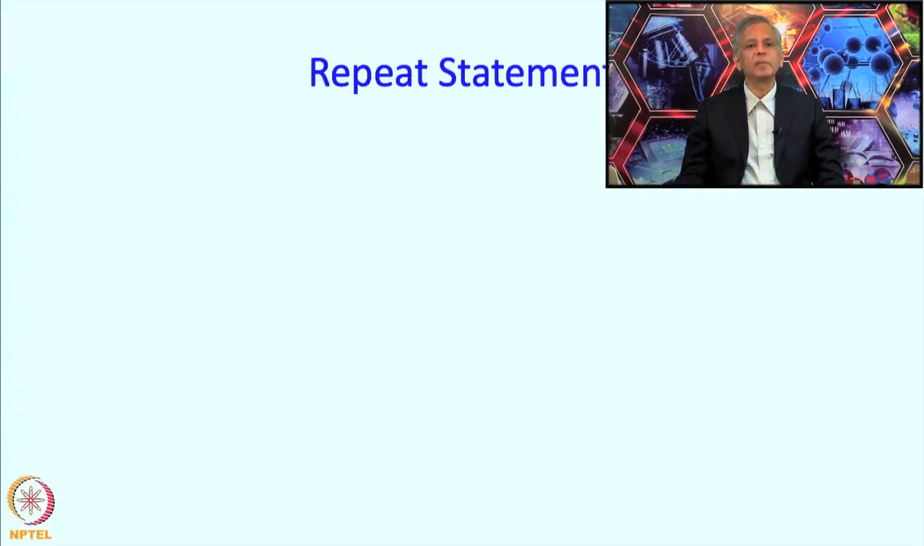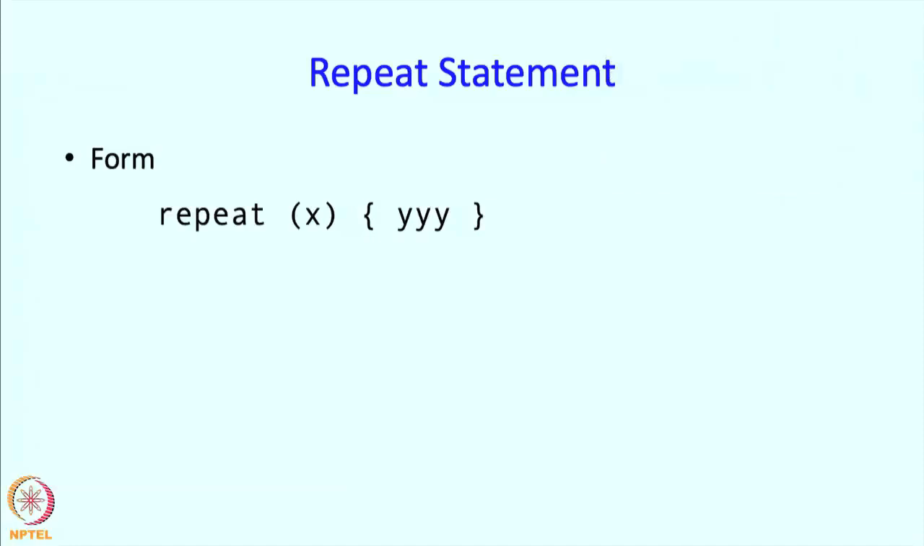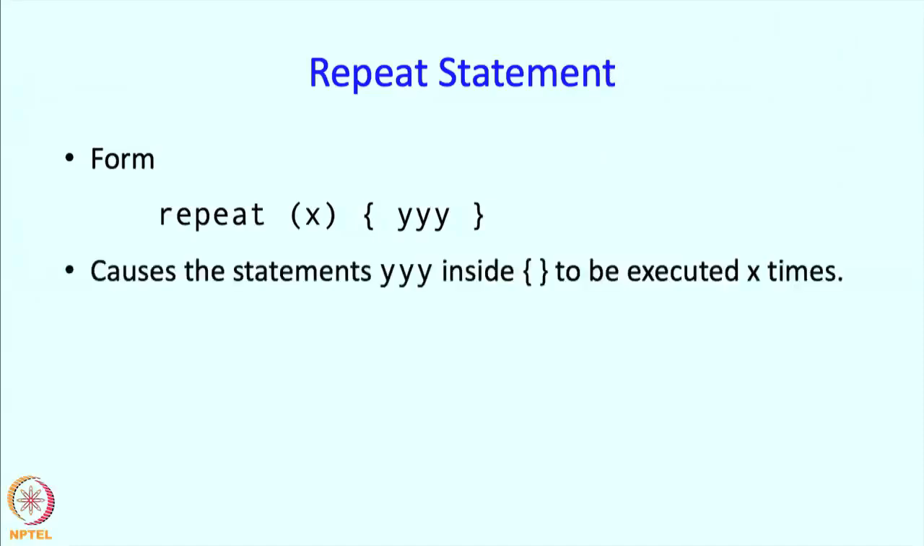Well, what does a repeat statement do in general and what does it look like? Its form in general is this: repeat followed by parentheses inside which there is a number, let's call it X, and then there are these braces inside which there can be as many statements as you like, and collectively let's call these statements YYY. So what does a repeat statement do? It causes these YYY statements inside the braces to be executed X times.